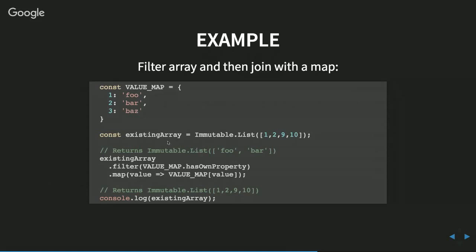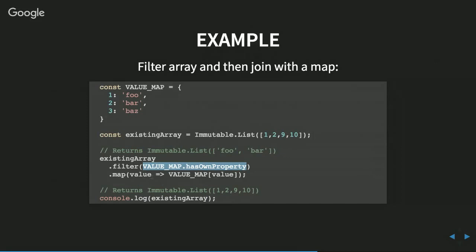So we set up an immutable list. The way that works is you just pass in the JavaScript equivalent, and then it'll automatically make it into a list. Down here, we run existing array and then just filter over it using this as our condition. So it'll call this method with the value of the array. In this case, it'll be 1, 2, 9, and 10, and ask, does this value map have that property? Well, it doesn't have 9 and 10, so those get nixed.